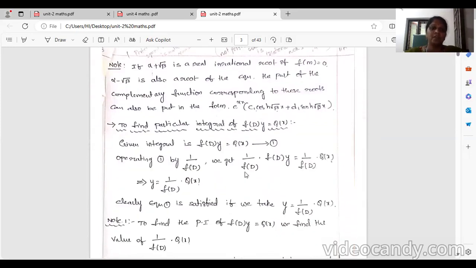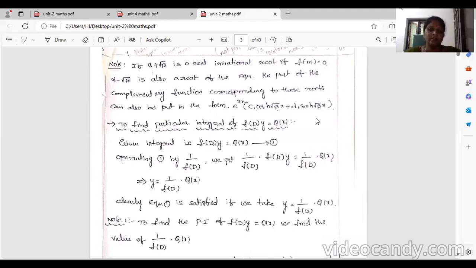The note point: if alpha + root beta is a real irrational root of f(m) = 0, then alpha - root beta is also a root of the equation. The part of the complementary function corresponding to these roots can also be put in the form: the complementary solution for alpha ± root beta is yc = e^(alpha x)(c1 cosh(root beta x) + c2 sinh(root beta x)).